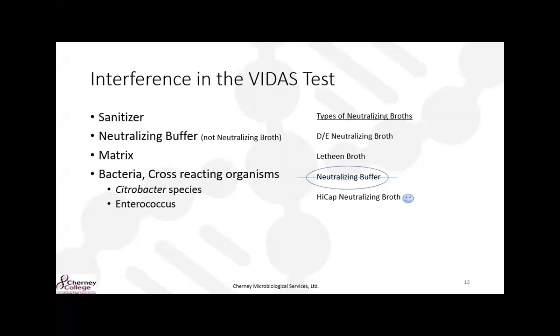Other things that can interfere with the VIDAS test: sample matrix can definitely present some problems. The bacteria that's present, you could have some cross-reacting organisms in your sample that can cause false reactions. A couple of those would be Citrobacter species, as well as Enterococcus, that could give you different results, where Citrobacter may look like Salmonella and give you a presumptive. However, when we do that confirmation piece, we don't see typical colonies, and that could be due to a cross-reactor organism like Citrobacter.